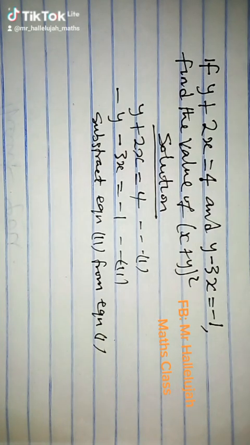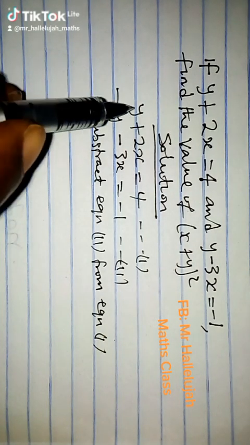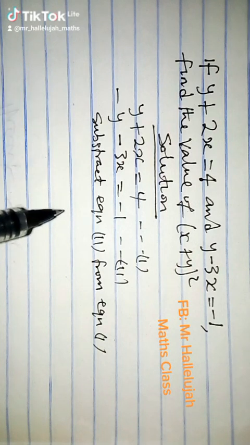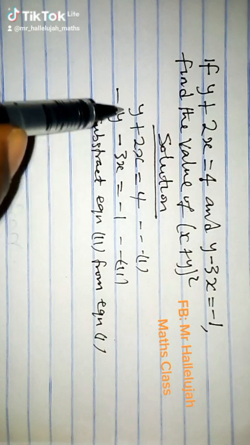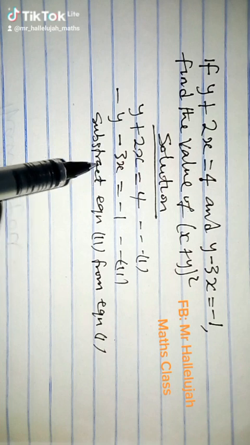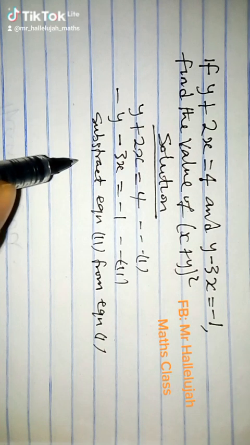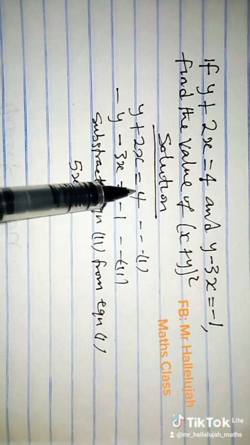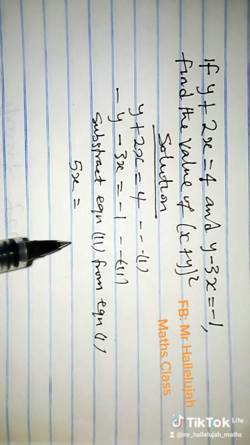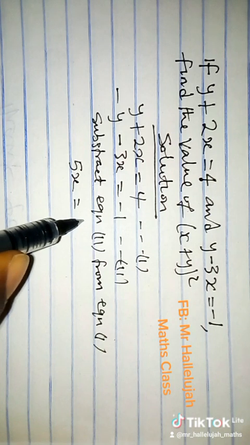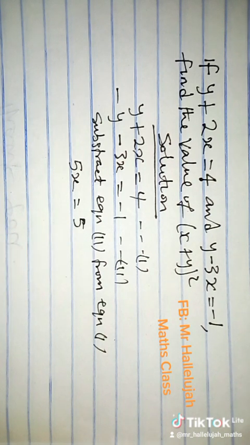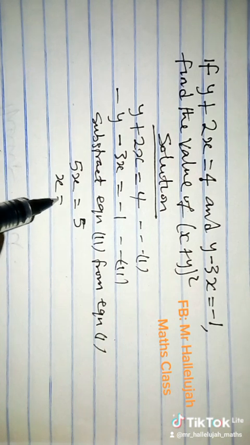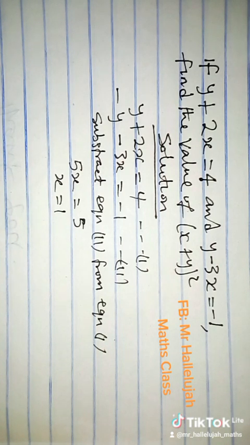All right, it simply means that we just add a minus sign here. That's all we do. y - y will give us 0. 2x - 3x, minus times minus is plus, so it will give us 5x = 4 - 1, which will give us 5. Without wasting too much time, if we divide both sides by 5 to get x, it will give us 1. All right, now we know x to be 1.